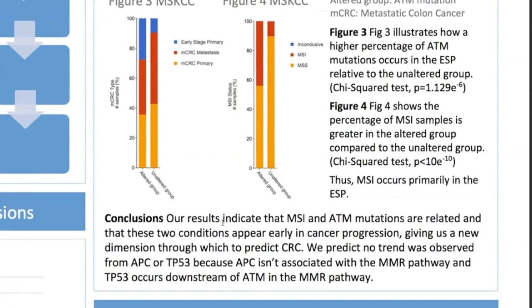And we believe TP53 didn't show the trend for two reasons. First, because TP53 occurs downstream of ATM in the MMR pathway. And second, that data has shown that TP53 mutations and ATM mutations are mutually exclusive.